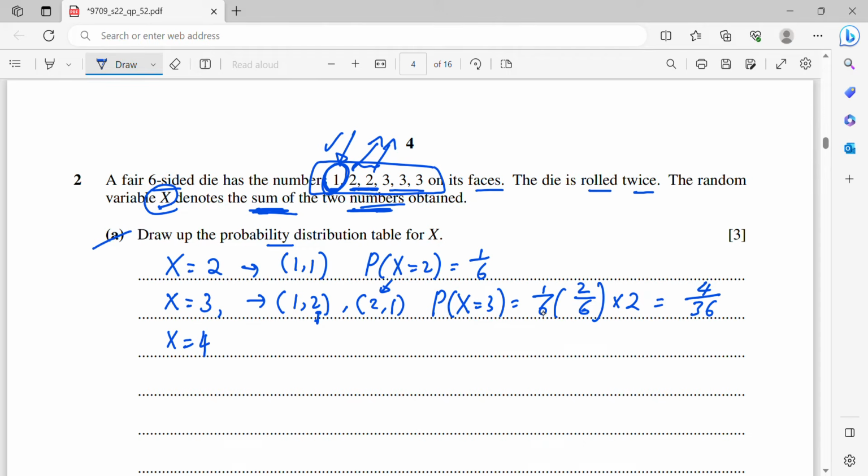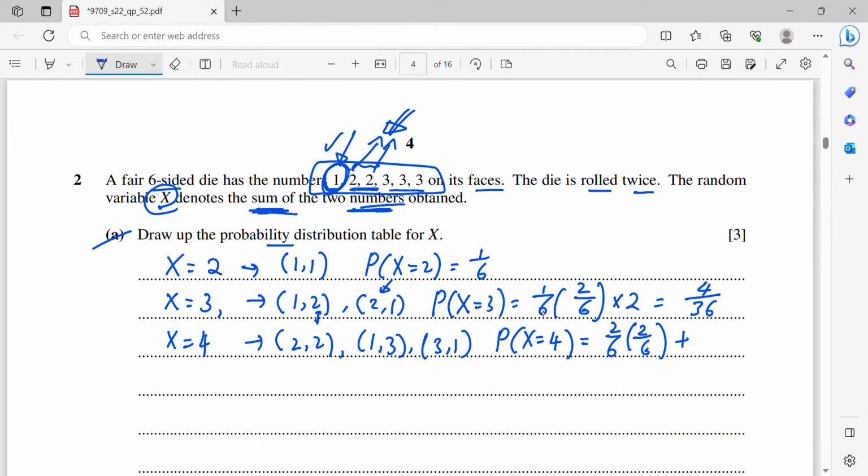So when x equals 4, I will get 2, 2, or maybe I will get 1, 3, or 3, 1. Okay, these are the combinations to get the total of 4. So my P(x equals 4) will be, to get 2, 2, by looking at the results here, there are 2 out of 6 faces. So 2 over 6 times 2 over 6 because they are independent.